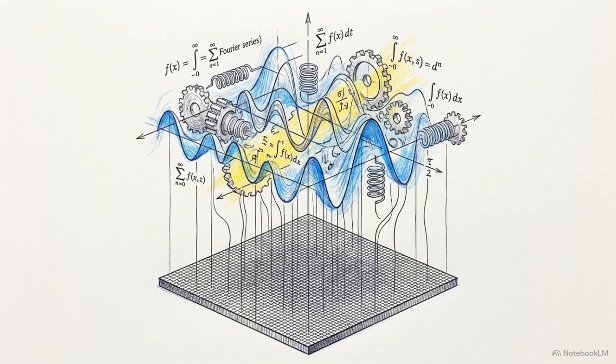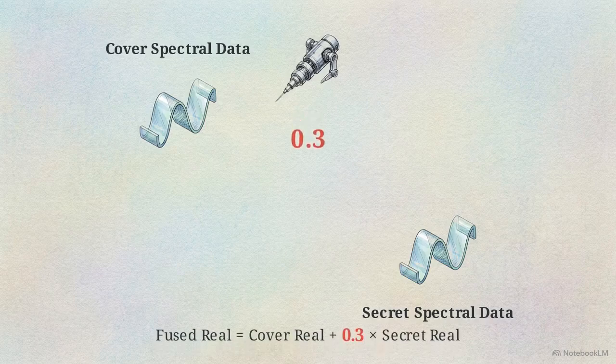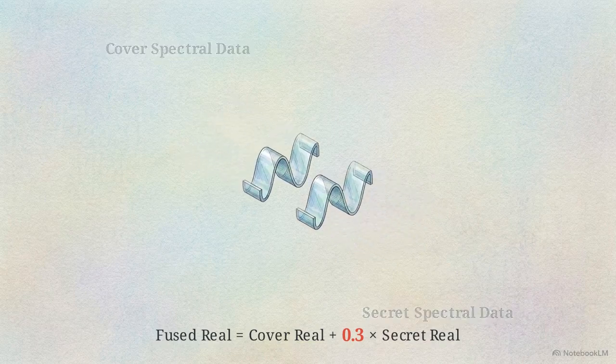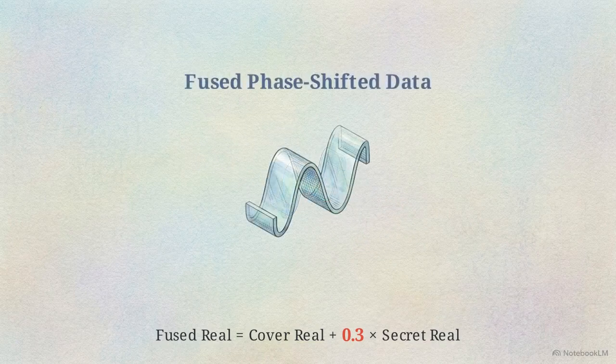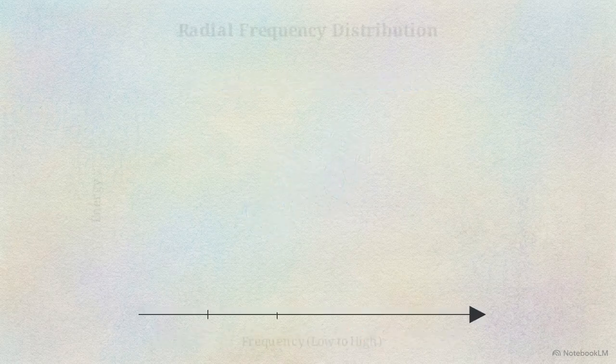Here, a fast Fourier transform maps the spatial data into the complex plane. Once in the spectral domain, the network applies a phase shift injection technique. It fuses the real and imaginary components of the secret and cover data, controlled by a precisely tuned 0.3 scalar injection. This graph shows that additive fusion strategy in action. We can see the clean spectrum of the cover image physically merging with the secret spectrum by shifting the phase of the frequencies.